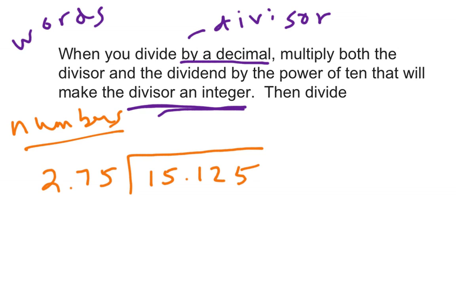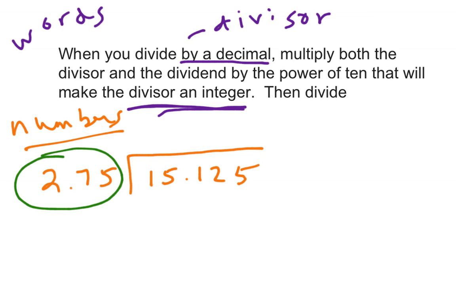So here's my numbers example. It's not the example problem, it's just the key information shown in numbers rather than only in words. I think you'll be able to understand the words better if you have both. So I'm going to use a green pen so I can move my decimal place. So my divisor, which is the number doing the dividing, is a decimal.